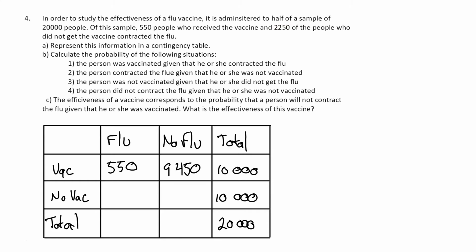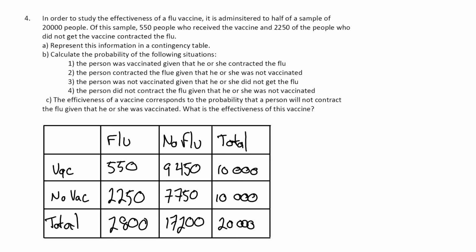We're also told that 2,250 people who didn't get the vaccine got the flu. So those people are going to go into this cell here where they got the flu but didn't get the vaccine. Once we have that piece of information, we can also fill in this part of the row by doing subtraction. 10,000 minus 2,250, which is 7,750. We can then total up each of the columns, first the flu and then the no flu columns, 2,800, 17,200.